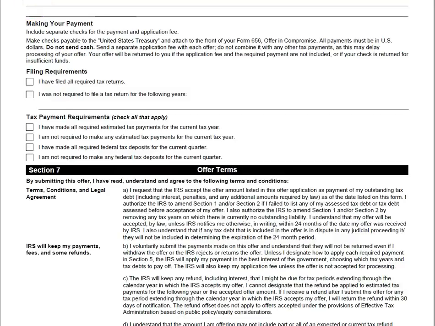And then it's going to go over some filing requirements. On these filing requirements, you need to mark one of these boxes. You have filed all required tax returns, or you weren't required to file tax returns for the following years, and indicate. So let's say that you didn't have any taxable income for 2016, so you won't be filing. You want to make sure that you mark that box here so they don't think it's a missing return.